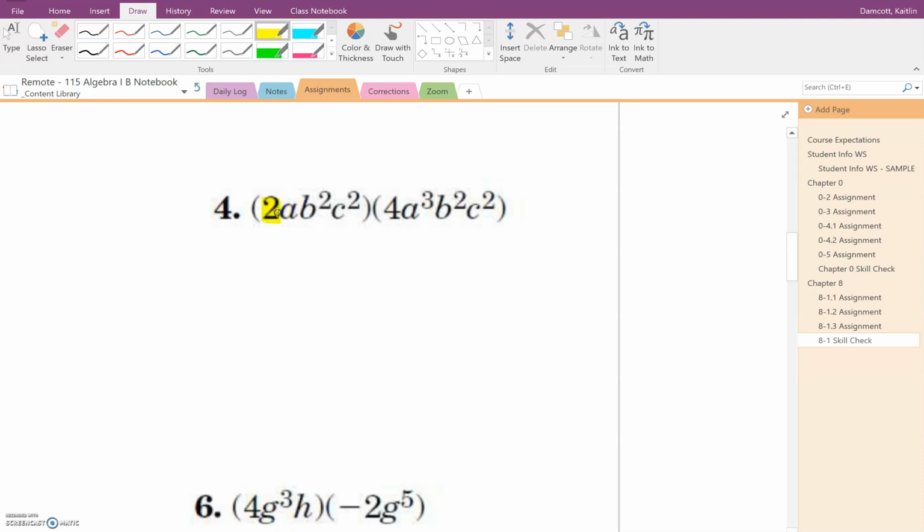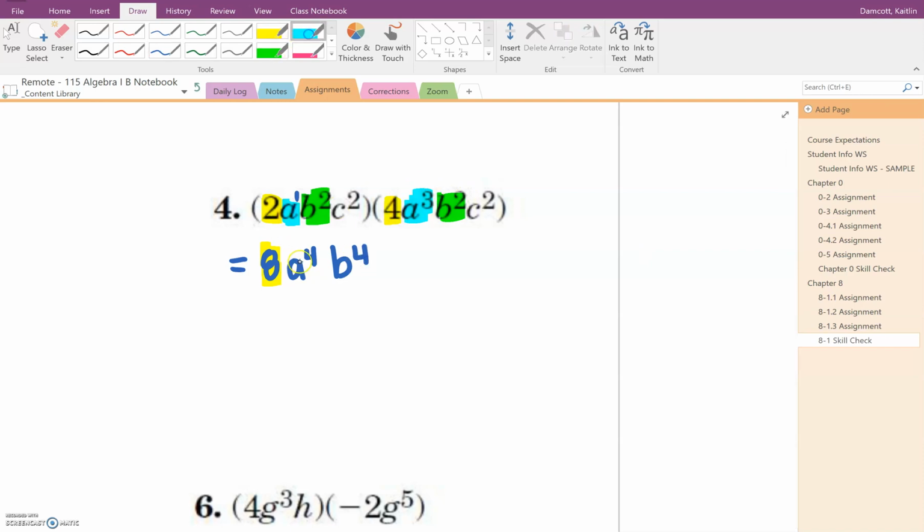So I'm starting with my numbers. So 2 times 4 is going to give me 8. That's where this number is coming from. Then I move on to my next one. A times a to the 3rd is going to be a to the 4th. All I'm doing is I think of this as like a phantom 1. 1 plus 3 gives me 4 a's. Next one, I've got b squared and b squared. My base stays the same, so I've got a b and I'm adding my exponents. So 2 plus 2 gives me 4.